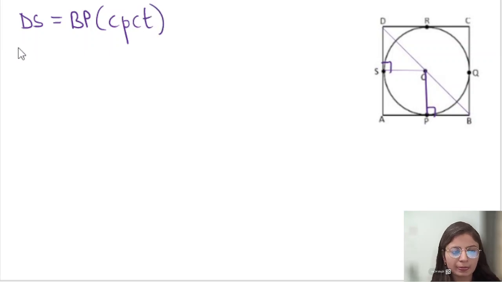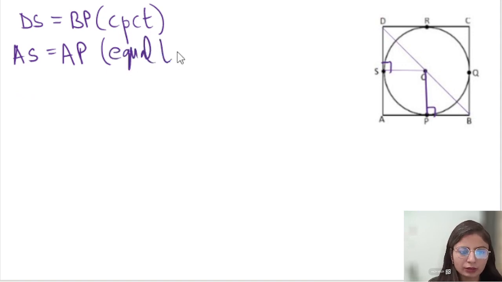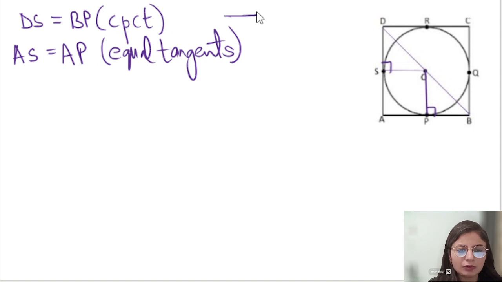Okay. Also AS is equal to AP. Why it is equal? Why this equation holds? Because the lengths of tangents drawn from external point are equal. So therefore these tangents are equal. Okay. Now let's mark this equation as A and this equation as B. So this is my equation A and this is my equation B.